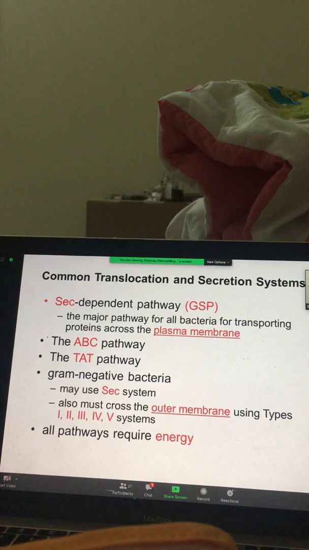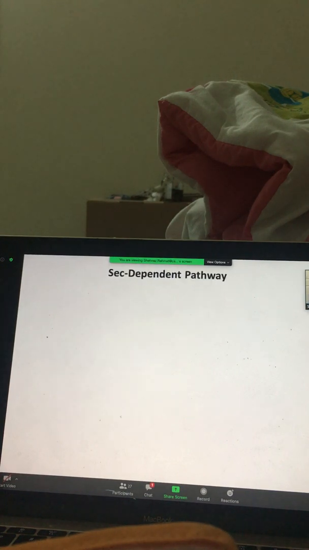But realize that all these pathways, whether they are operating at the cytoplasmic membrane level or at the outer membrane level, they all require energy. So they're all energy dependent. The cell has to expend some energy to be able to transport or translocate those proteins. So we discuss each one of them, and the first one, of course, is the SEC-dependent pathway.